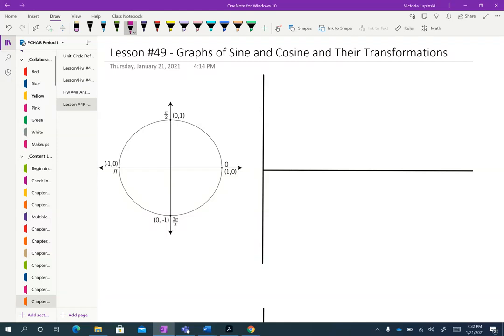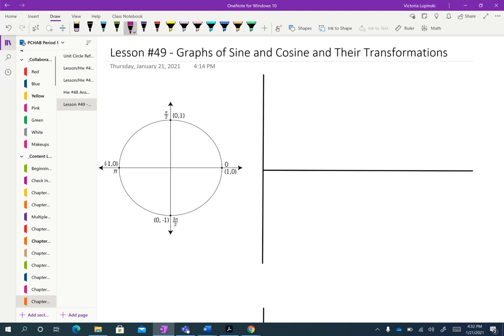All right, welcome everybody. Today we are going to talk about lesson number 49, and we're going to focus specifically on the graphs of the sine and cosine and some of the transformations that they might undergo. If you'll remember, in the previous lesson, 48, we went a little bit deeper into all 6 trig functions and analyzed them in a couple of different ways.